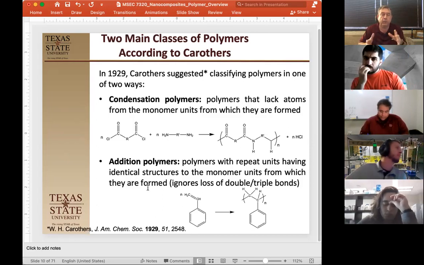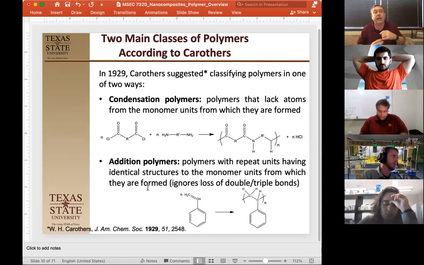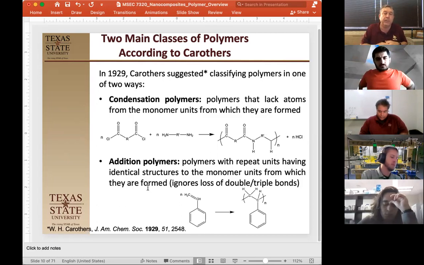Carruthers is what we consider the godfather of polymer chemistry. He basically started the work with figuring out how polymers work, why they're different than other molecules. And so back in the 30s, he decided that there was only 2 kinds of polymers. Don't worry, there's more. But he decided there's 2 kinds of polymers.